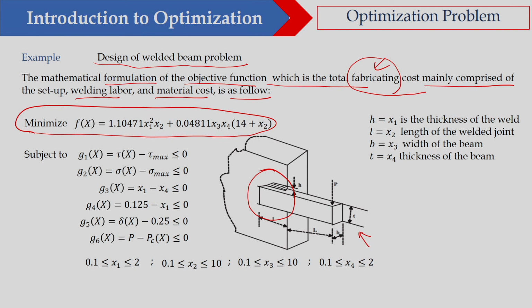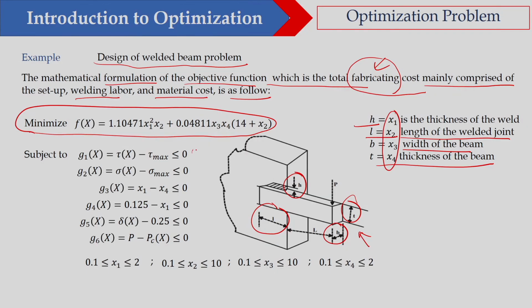Here there are 4 design variables, x1, x2, x3 and x4. Where x1 is the thickness of the weld, this is your h, and that is your x1. Then L is the length of the welded joint, so this is the variable x2. The variable x3 is the width of the beam, and variable x4 is the thickness of the beam.